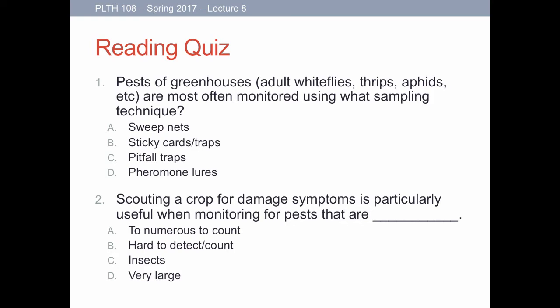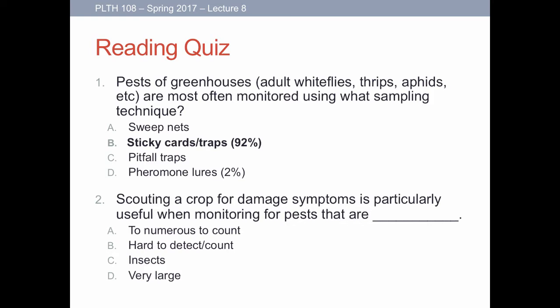So this first question, pests of the greenhouse are most often monitored using which sampling technique? Sticky cards. Yeah, sticky cards, right? So that was pretty well received. That actually should be a 98% on the sticky cards. 2% were on pheromone lures. So generally when you're dealing with small things that you commonly find in greenhouses, a sticky card is all you really need. So they'll just sort of set them up at a foot or two above the plants and see what they catch. How about the second one?